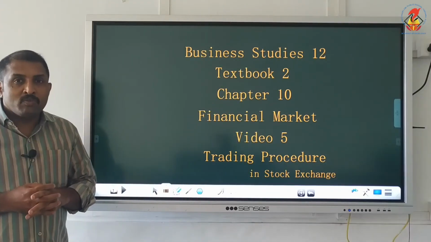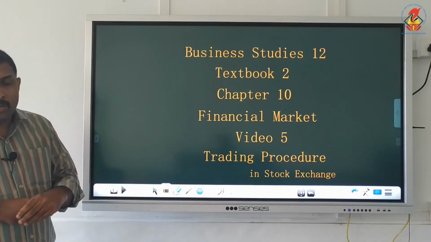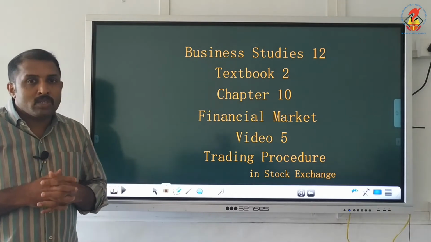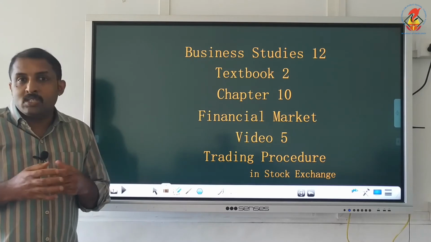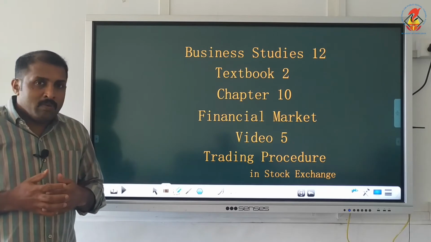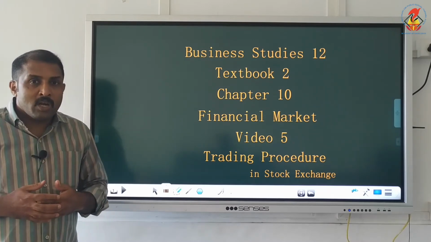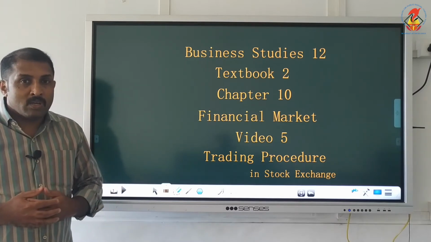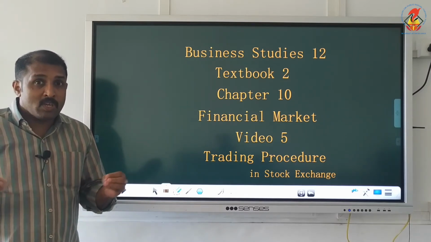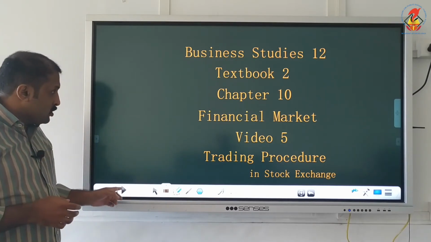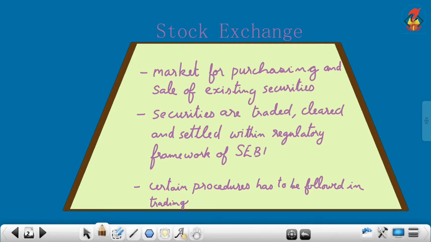In the last session, we were talking about the secondary market, and I said the secondary market is called the stock exchange, and we saw the functions and the meaning of stock exchange. In this session, we will be learning how the activities happen in a stock exchange, or technically speaking, what are the procedures which are followed in a stock exchange. So we start with the session: the procedure in stock exchange.